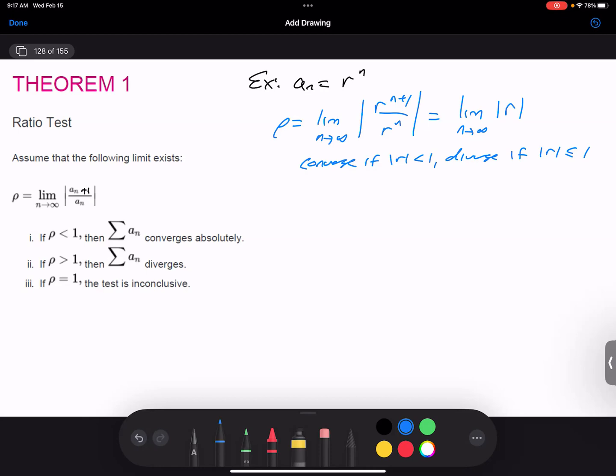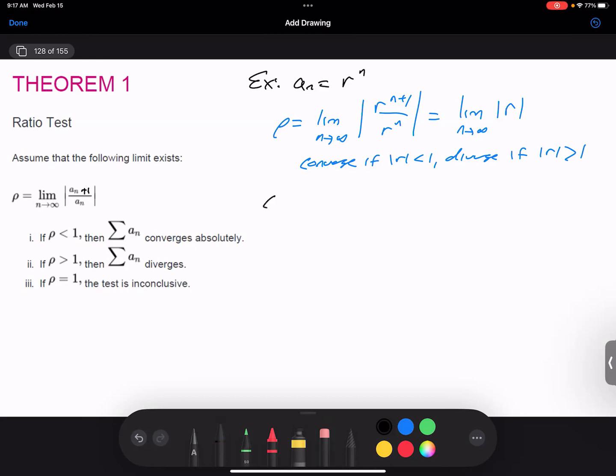Now, if we're just using the ratio test, all we would know is the slightly weaker statement that it diverges if the absolute value of r, oops, that should be greater than 1. So that's all we would know. And then we would just have to do by brute force what happens in the special case r equals 1.